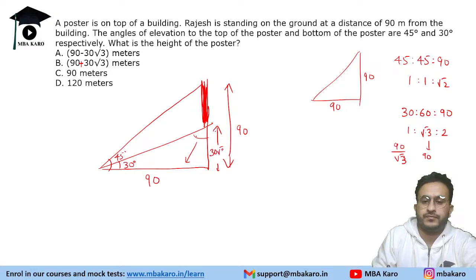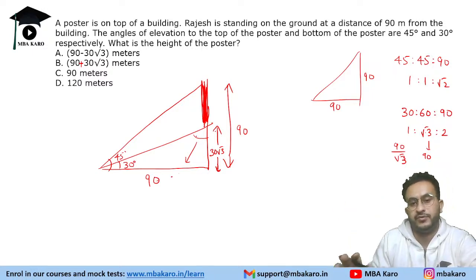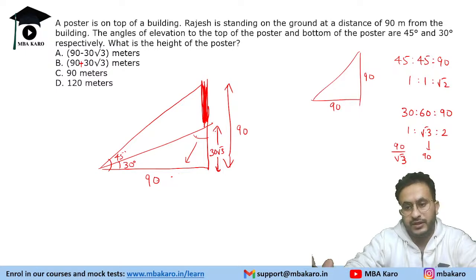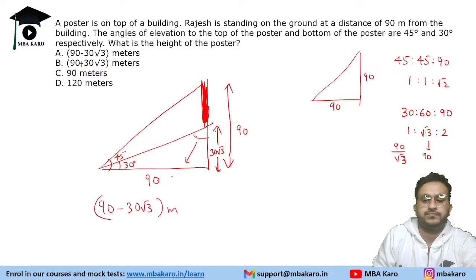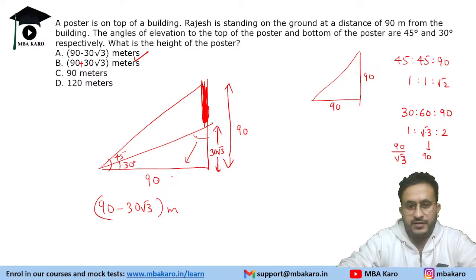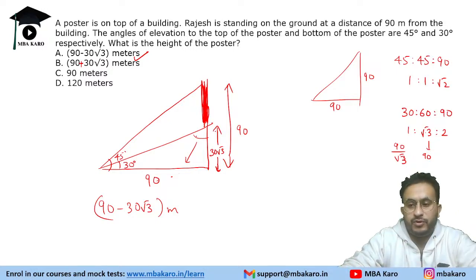So the side opposite 60 is root 3 times the side opposite to the 30 degree angle. Okay. So we get 30 root 3. So the height of the poster is 90 minus 30 root 3 meters. So that will be our answer. Option A. I mean, there was a mistake, a typo. Both options, 1 and 2, had the same option.